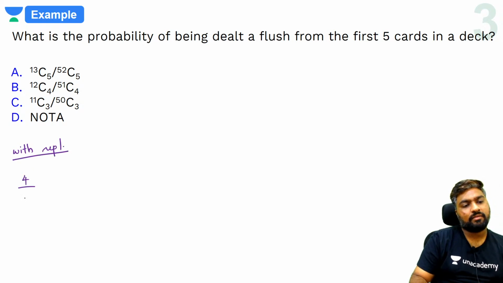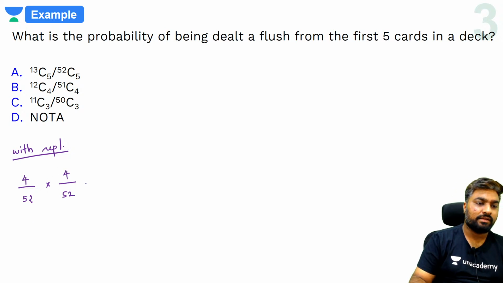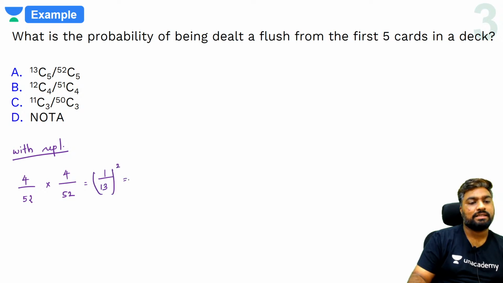First card, probability of getting an ace is 4 by 52. And the second card, because I'm putting the card back, there are 52 cards, there are 4 aces. This will be your probability, which is 1 by 13 the whole square, 1 by 169.